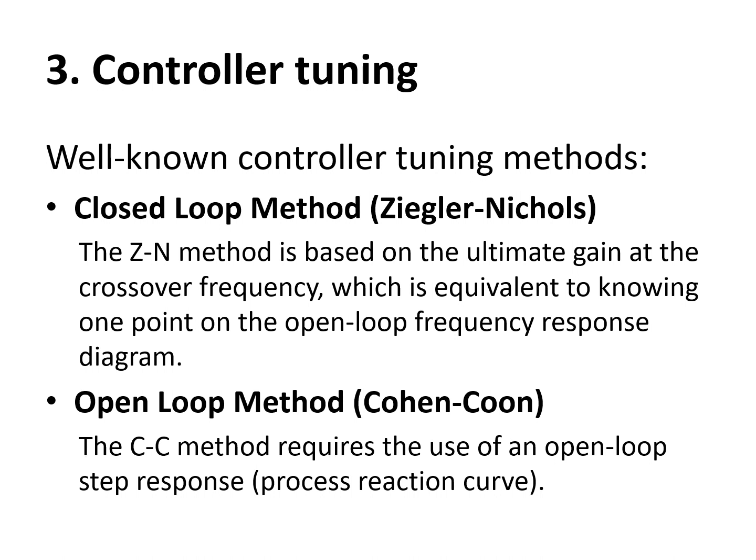One is a closed loop method, the Ziegler-Nichols method, based on ultimate gain and crossover frequency, something we will mention later in the frequency response issue, which is equivalent to knowing one point of the open loop frequency response diagram. So this is a closed loop method because you tune it while you are closing the loop. Although this is an old method, it was basically developed in the 1940s, it's still the most popular one being used in the industry for initial controller tuning.